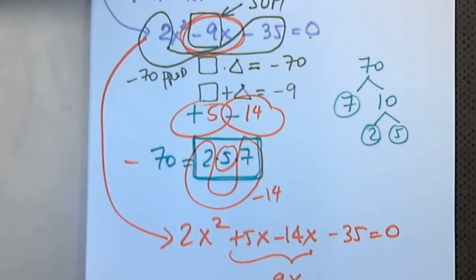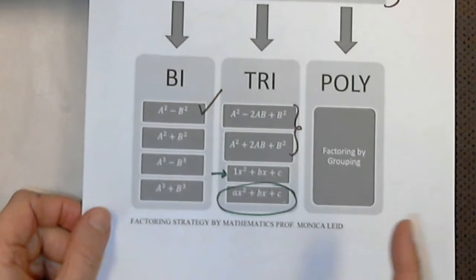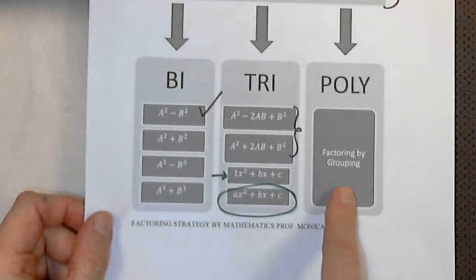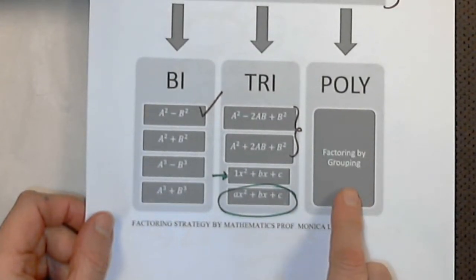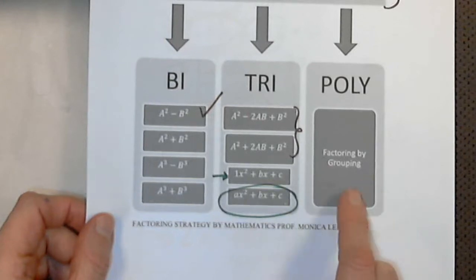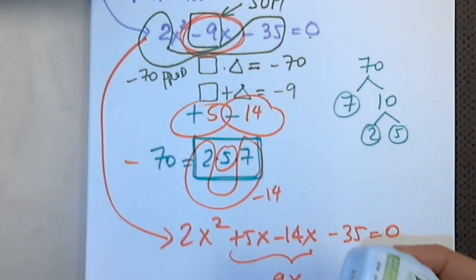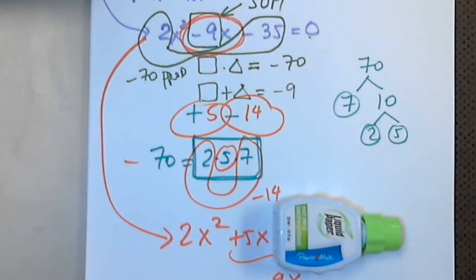Now, do not go back and combine, because then we are going backwards. Now I'm in this situation. When I have 4 or more terms, I will factor by grouping. And here's what I do. I refuse to look at the last 2 terms.